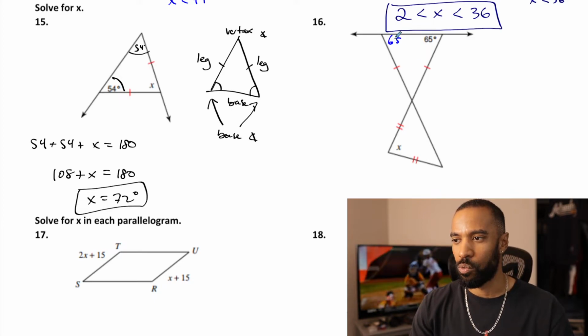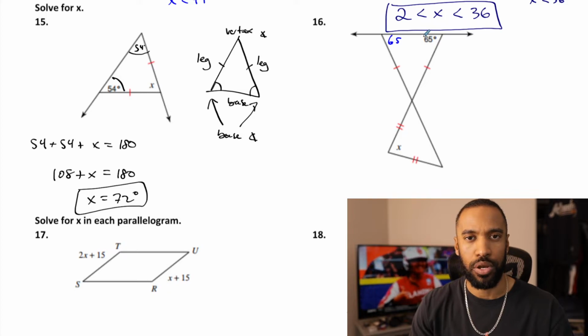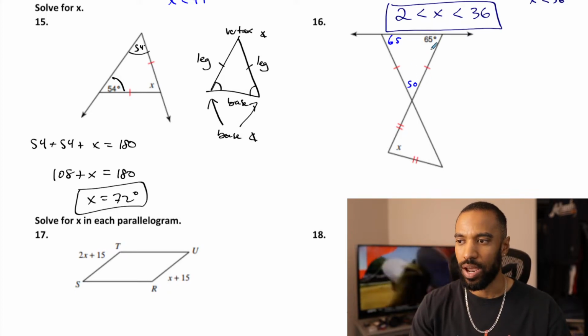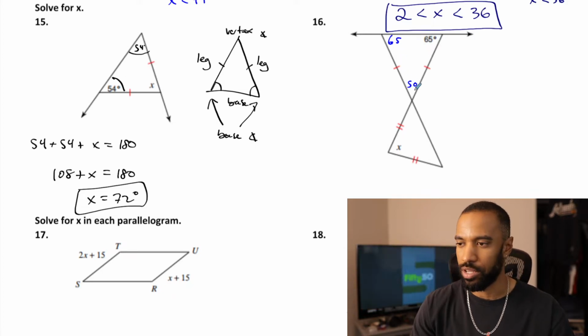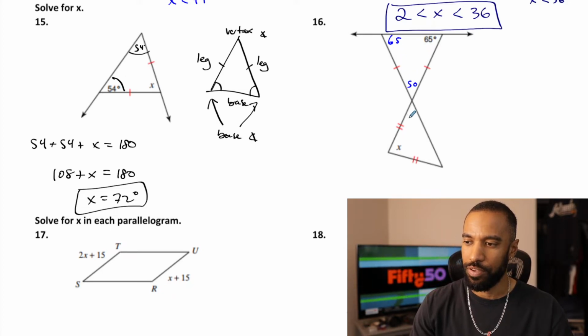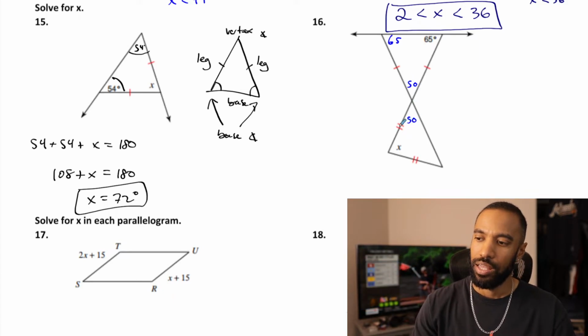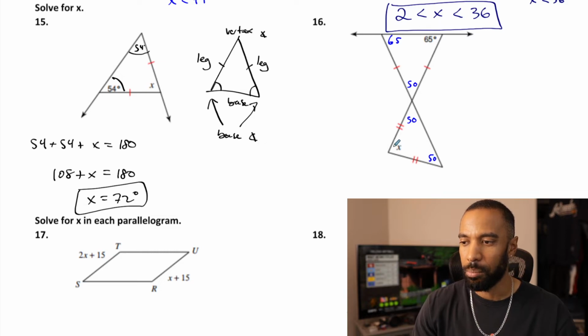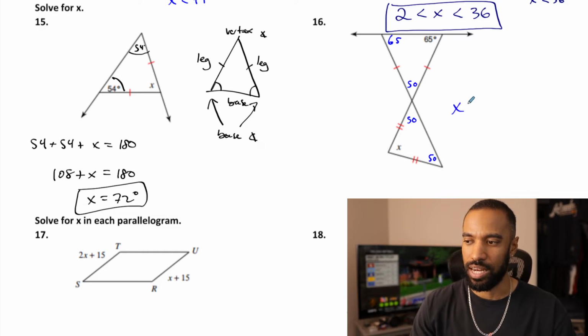I'm going to save you a little bit of work here. 65 plus 65 is 130. 180 minus 130 is 50, right? These all have to add to 180. So there you go, 50. If this is 50, then that's 50 right here. Vertical angle pairs, right? Here's another set of isosceles triangles. If this is 50, then this is 50. Those are my base angles. And 50 plus 50 is 100, plus 80 is 180. X is 80 degrees.